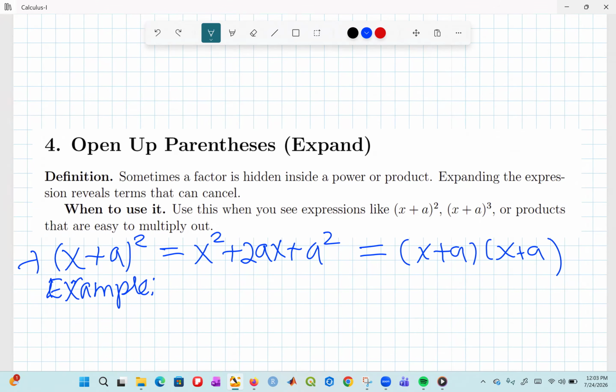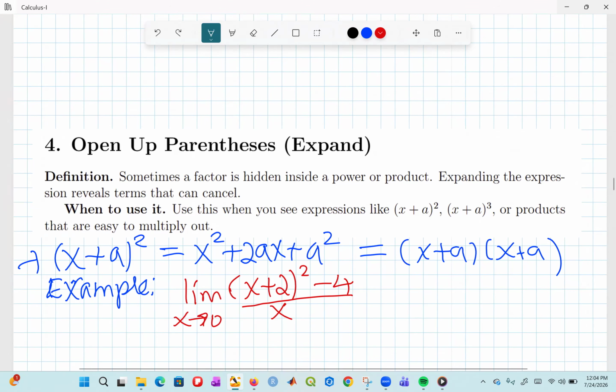Example. Evaluate the limit of x plus 2 the whole square minus 4 over x as x approaches 0. Always, when you find the limit of a function, just first try using direct substitution, okay? Let's use direct substitution for this one.